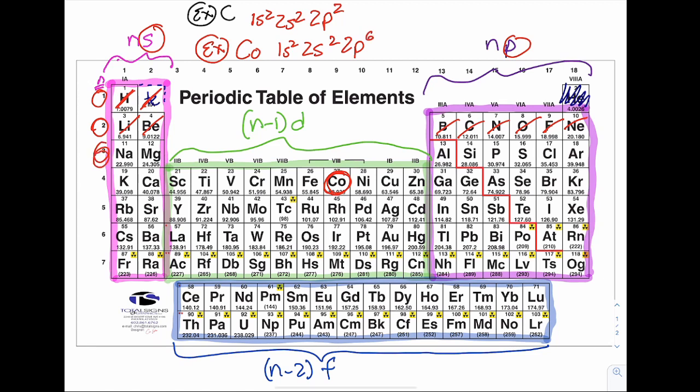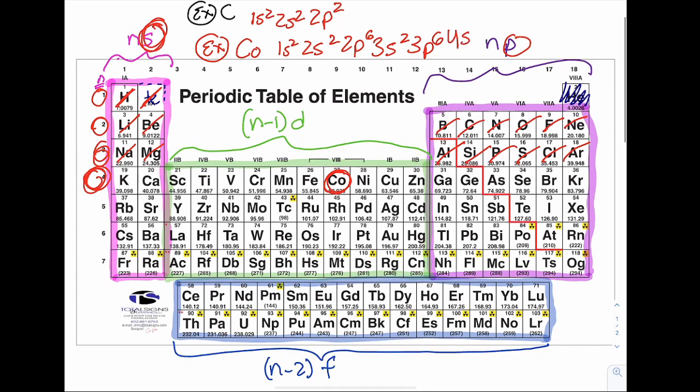I'm now in my third. I'm back to S. There's 2 squares, so oops, 3, not 2. 3s2. I'm still in period 3. I'm in my P's now. 1, 2, 3, 4, 5, 6. I'm now 4. I'm back in S, I should say. There's 2 squares, so 4s2.